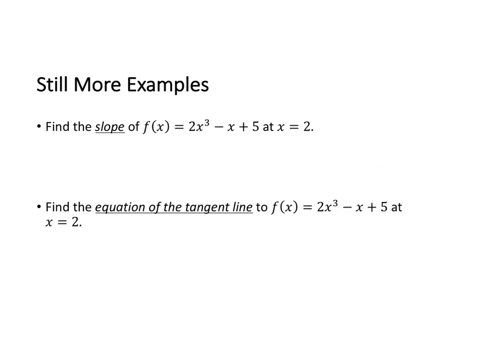So let's look at still some more examples. So in this first case, we want to find the slope of this function at a particular point, x equals 2, all right? So let's see, how would we handle that?